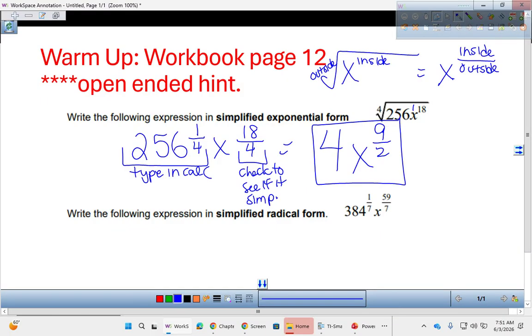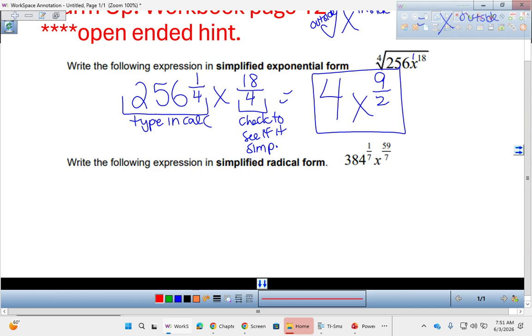I want to write the answer in exponential form, meaning I want exponents at the end of my answer. I don't want roots. The second one says write the expression in radical form. So I want roots now. Because the 384 has an exponent and because that exponent is a fraction, I can write the 384 inside of a root. The numerator of the fraction stays inside, the denominator of the fraction goes outside. I can do the same thing to the x because the x has an exponent and that exponent is a fraction, so I can write it as a root. The numerator stays inside, the denominator goes outside.